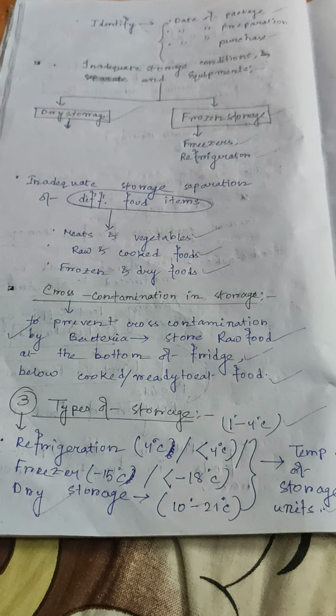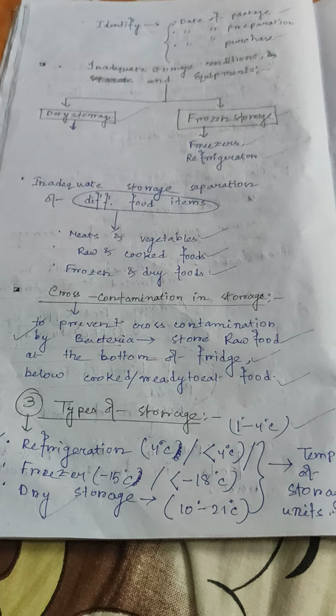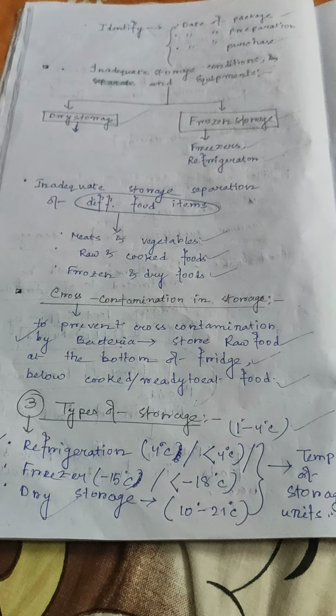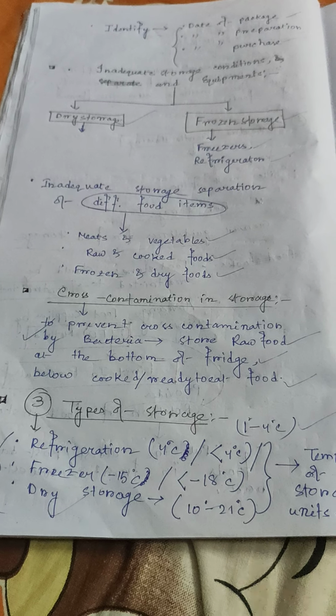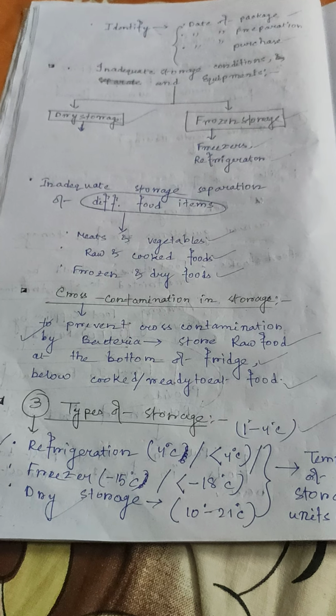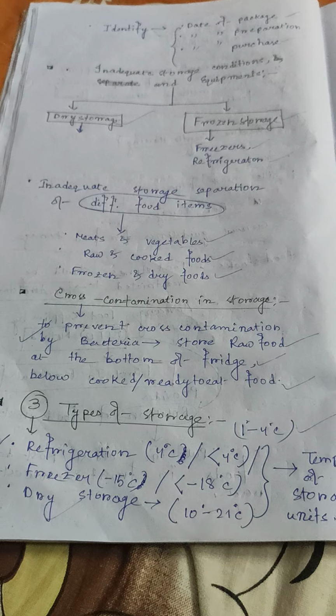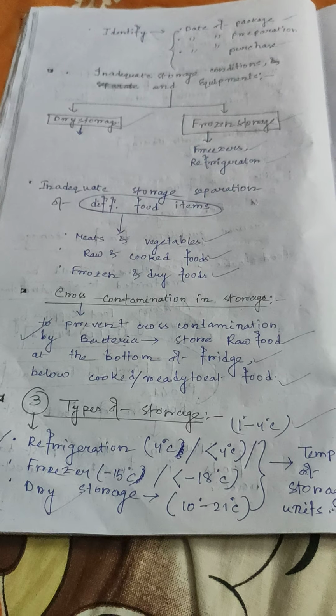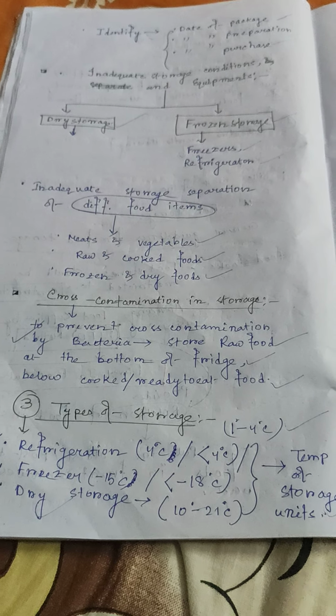So three types of storage units are there. Temperature of storage units, like for refrigerator, 4 degrees Celsius or less than 4 degrees Celsius or 1 degree to 4 degrees Celsius. Freezers, minus 15 degrees Celsius or minus 18 degrees Celsius or less than minus 18 degrees Celsius. And last is the dry storage, that is 10 to 21 degrees Celsius.